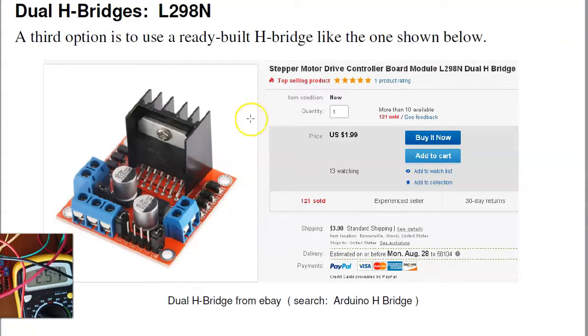2 years ago, these appeared on eBay. An even better solution is to order off eBay. An L298N is an H-bridge on a chip. It's $1.99 out of China. It varies by year.